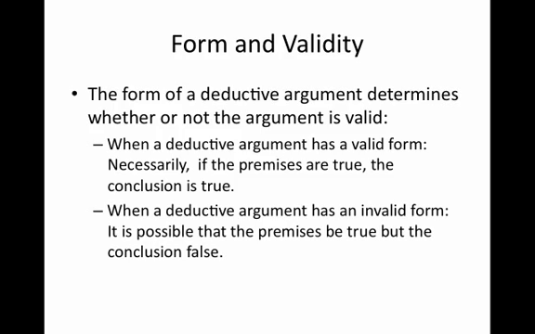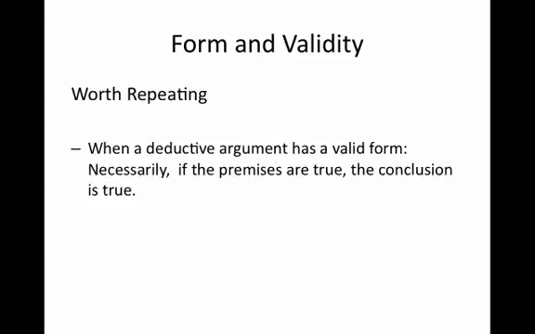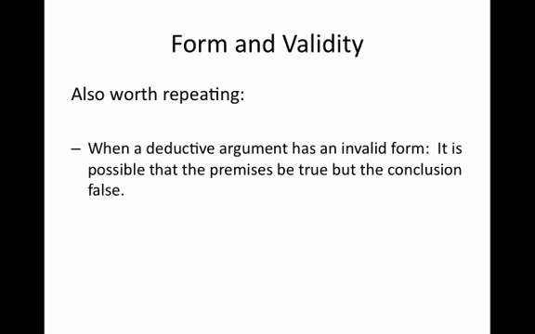The form of a deductive argument determines whether or not the argument is valid. When a deductive argument has a valid form, necessarily if the premises are true, the conclusion is true. But when a deductive argument has an invalid form, it is possible that the premises be true, but the conclusion false. Let's elaborate. Again, it's worth repeating. It's just one way to get this in your brains, is repetition. When a deductive argument has a valid form, necessarily if the premises are true, the conclusion is true. When a deductive argument has an invalid form, it is possible that the premises be true, but the conclusion false.